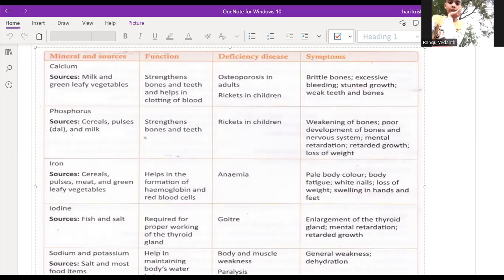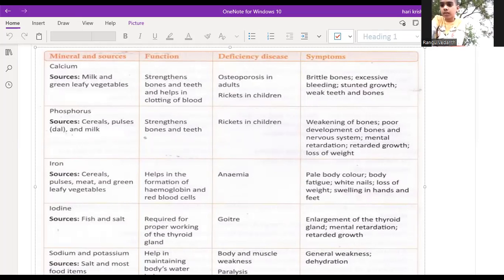Sir, can I tell the iron one, sir? Yeah, Vedant. Sources of iron are cereals, pulses, meat, and green leafy vegetables. Its function is to help in the formation of hemoglobin and red blood cells. The disease is anemia, and the symptoms are a pale body color, body fatigue.